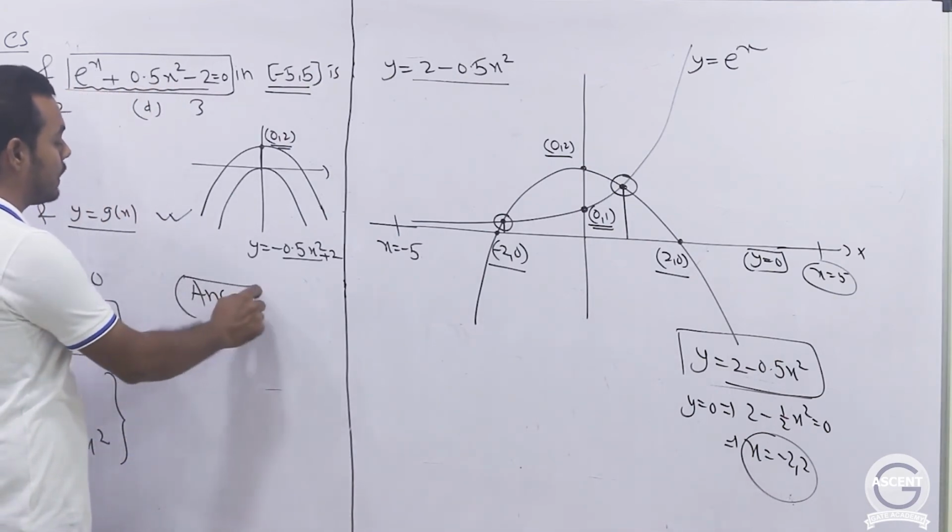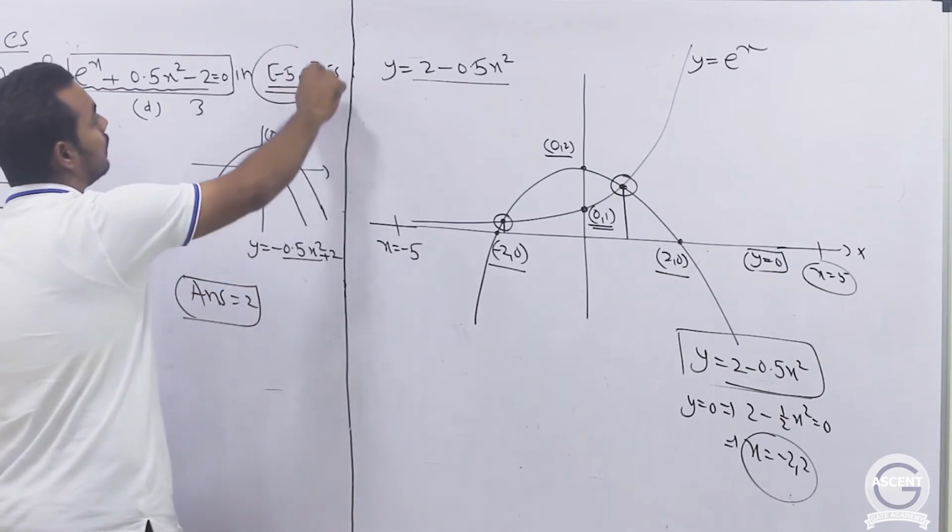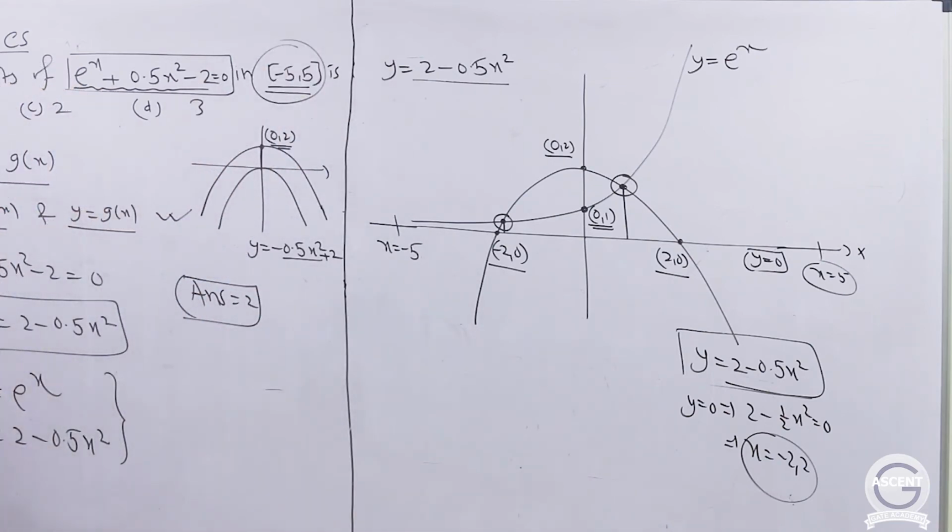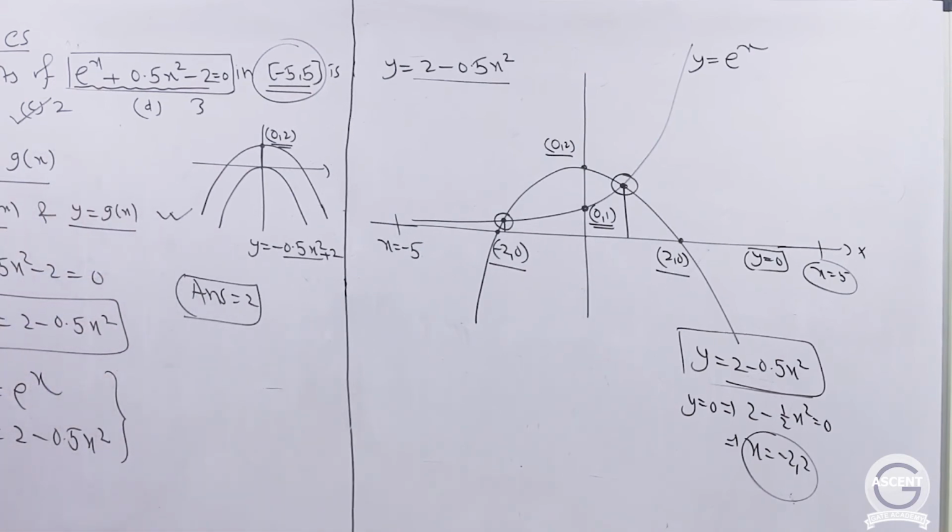There are 2 points of intersection and both of them are in this interval minus 5 to plus 5. So the correct answer here will be option C. Okay, so these were some of the basic concepts and questions based on the graph of different types of functions.